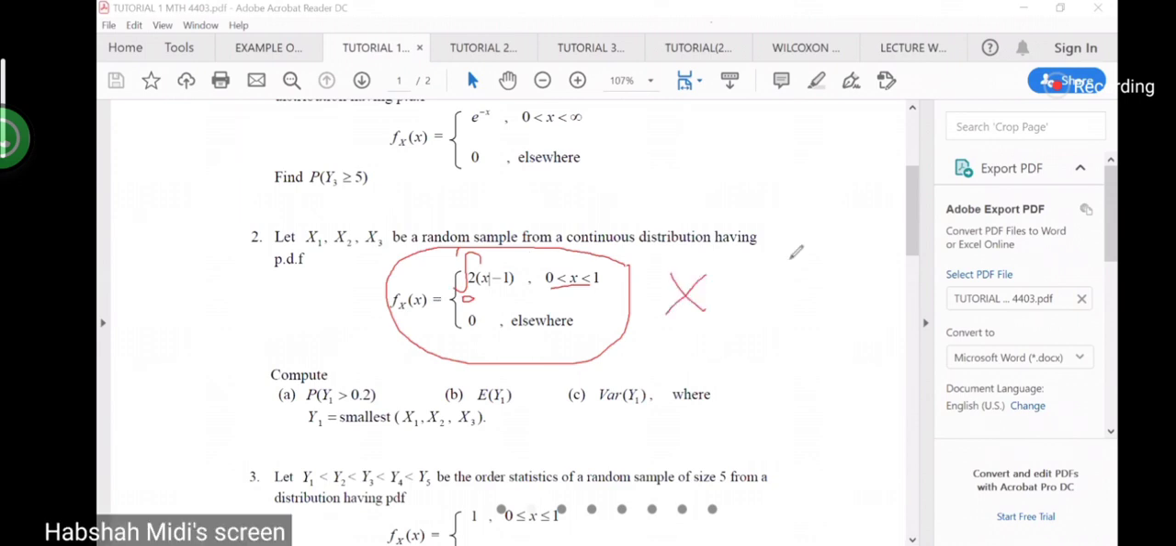And did you see my cursor here when I write here? Did you see my cursor here? Boleh nampak kan? Nanti saya shot sendiri macam ni. Okay. So this is not a PDF function. In this respect, we cannot find the probability.